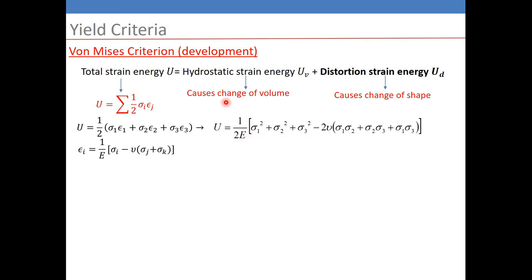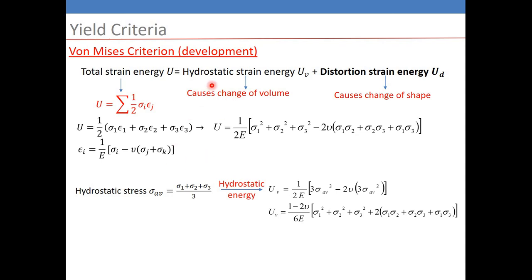Now, how to find the hydrostatic strain energy? Using the sigma average. Sigma average we already defined when we defined the bulk modulus in lecture 4, so you can go back and check it there. This stress is responsible for the change of size. We can find the relation between this and the dilatation, what we call dilatation. The details we already found in lecture 4.